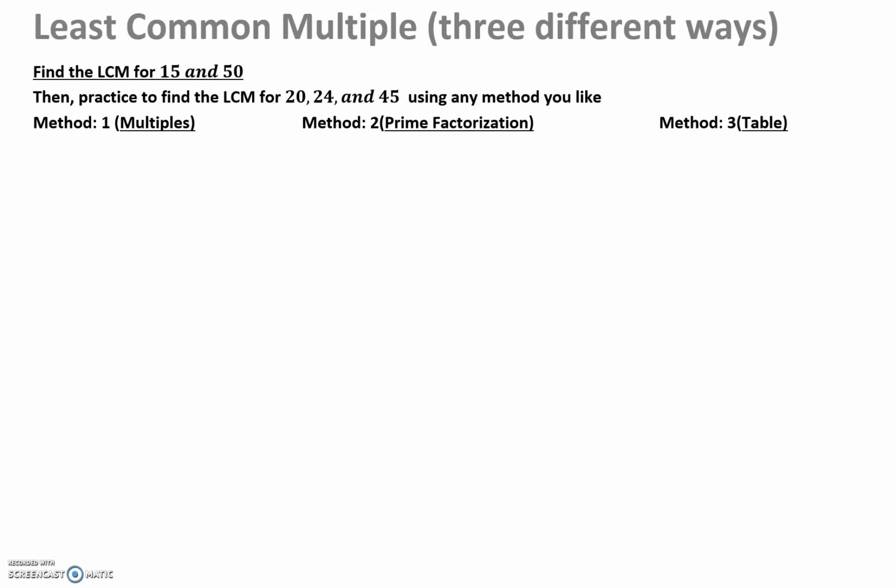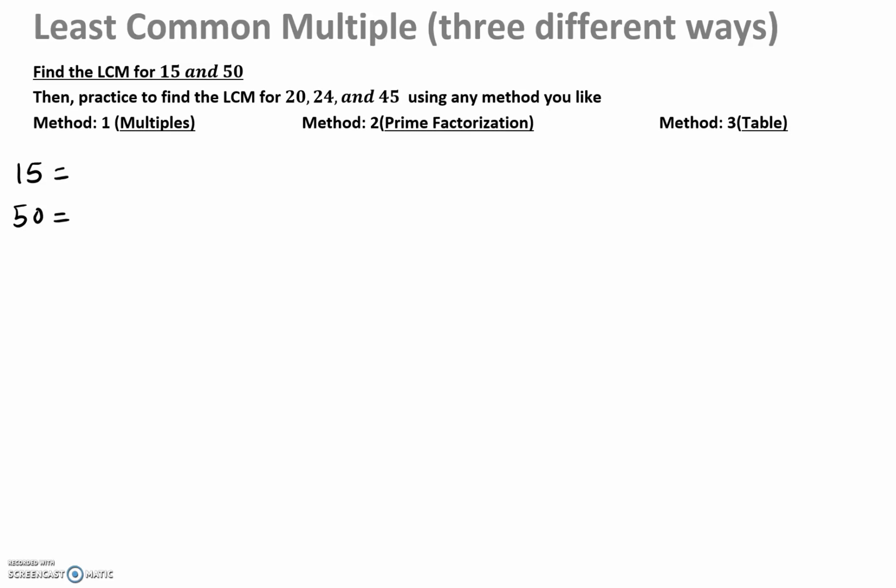Least common multiple, 3 different ways. Find the LCM for 15 and 50 using the multiples method. For that, we're going to write the multiples for 15 and the multiples for 50, and then we will find the least common multiple using the multiples we have received for 15 and 50.